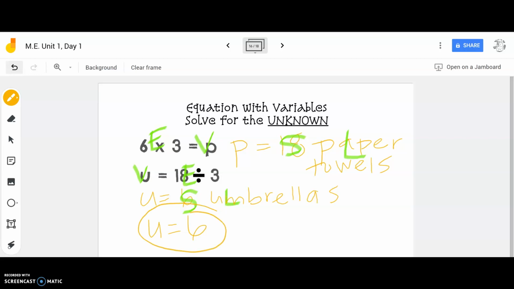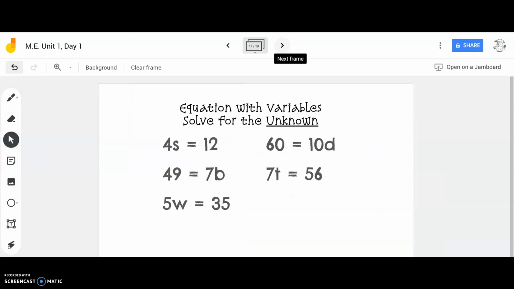So now let's check out some more unknowns. Now in this case, we have our variable or our unknown not at the end. But that doesn't mean that we can't figure it out. So in this first one, I'm going to change my color here. I have 4s equals 12. That means when there's no symbol in the middle, there is an invisible x right there.